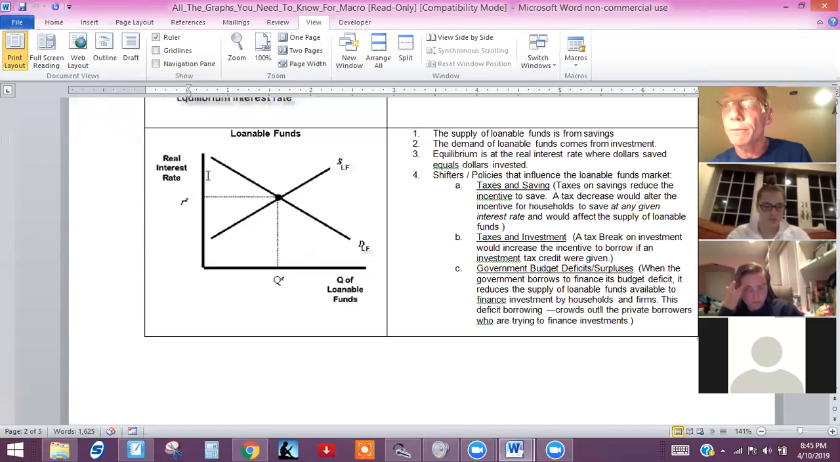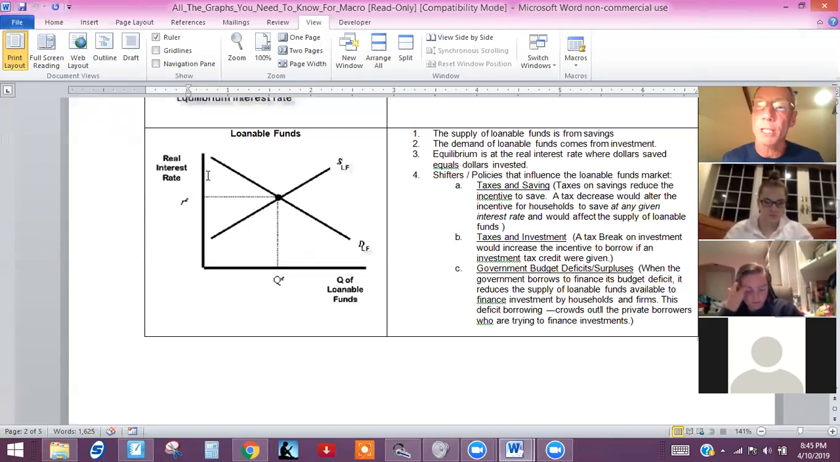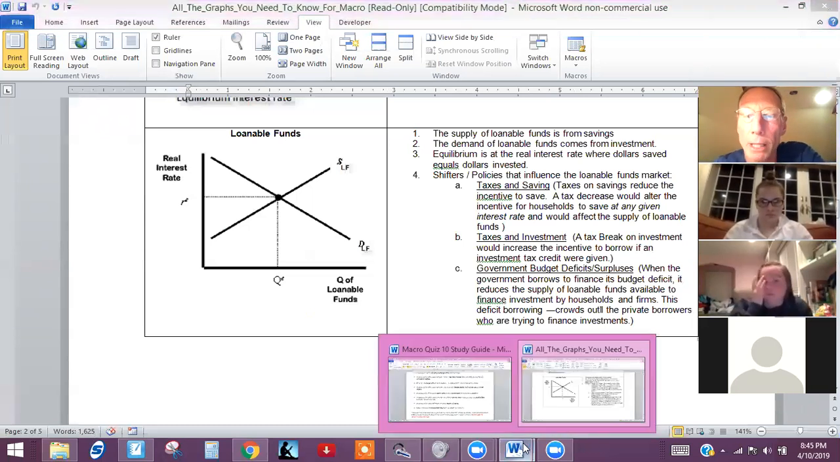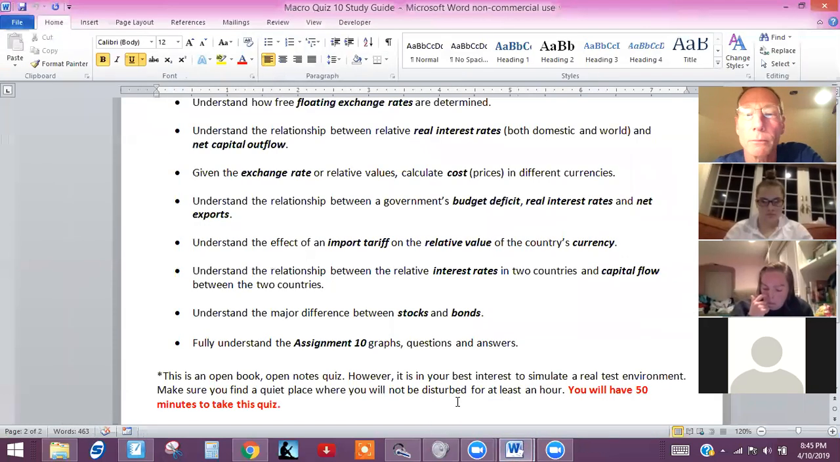If capital inflow increases, net exports go down, okay? Up, down, sideways. Macroeconomics is kind of fun. Whew.